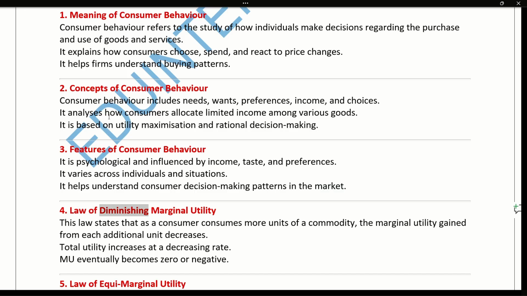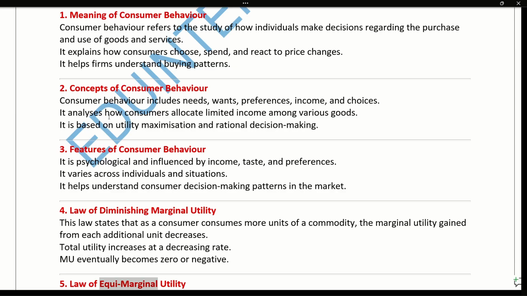4. Law of Diminishing Marginal Utility. This law states that as a consumer consumes more units of a commodity, the marginal utility gained from each additional unit decreases. Total utility increases at a decreasing rate. MU eventually becomes zero or negative.